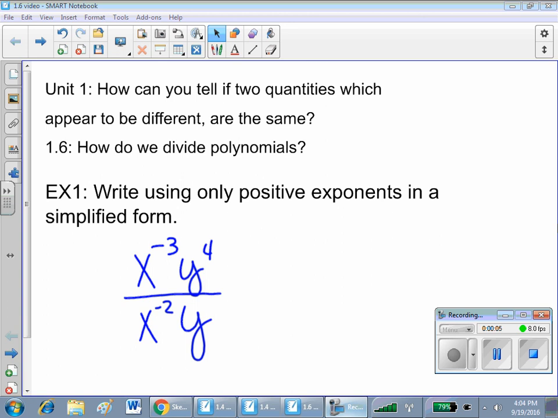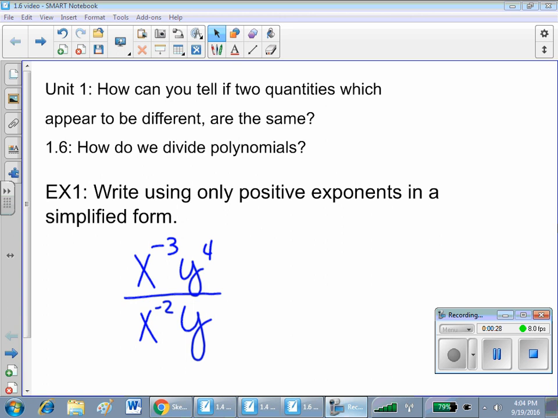So Unit 1, our essential question is, how can you tell if two quantities which appear to be different are the same? And today's aim is for lesson 1.6, how do we divide polynomials? Pretty straightforward. We started talking about this already, so some of the examples are going to look very familiar. We also took a fluency on a little bit on this topic. So we're going to include some other things as well.